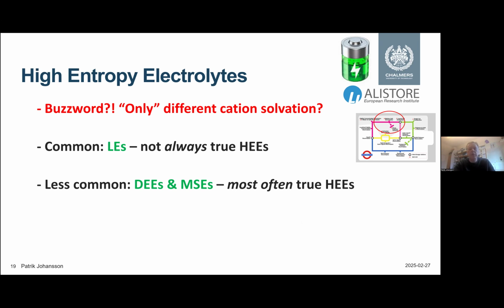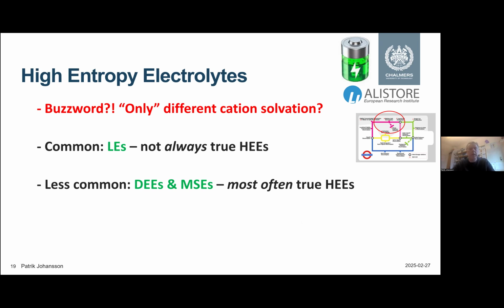If you're talking about liquid electrolytes, where you basically have a solvent mixture, it's not only that it's true that you have a high entropy in your electrolyte, but less common though are deep eutectic electrolytes or molten salt electrolytes. And there most often you do actually have true high entropy electrolytes. And what do I mean by true or not true high entropy electrolytes? I'm not saying a perfect true or false here, because there are always exceptions to the rule, right?